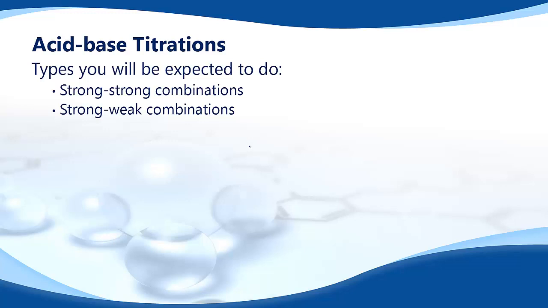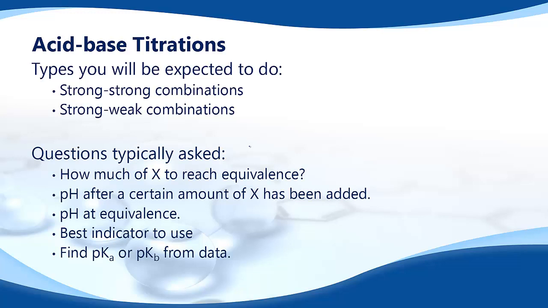And an example of some types of questions you'll be asked. You'll be asked how much to reach equivalence. That's just basic stoichiometry, right? So this right here is just stoichiometry. pH after a certain amount of something has been added. So again, this is stoichiometry with a pH calculation, right? So this is stoichiometry plus pH.